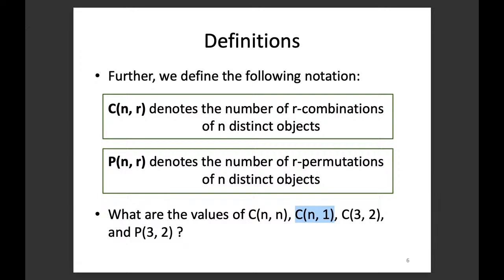How many ways can we select one object out of N? There must be N ways, right? We are selecting the first one or the second one or the third one and so on and so forth. This is the rule of sum, so there are N ways.